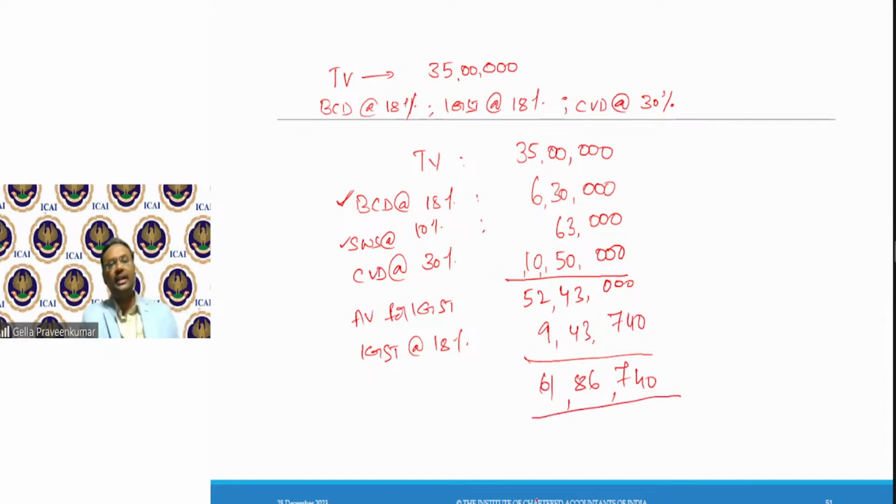Put together, the total price including customs duty, countervailing duty, and IGST is going to be 61,86,740. And please keep in mind, as per AS 2 inventory valuation, benefit of input tax credit can be taken only for this IGST, and this duty, whatever we pay, is going to be our cost.